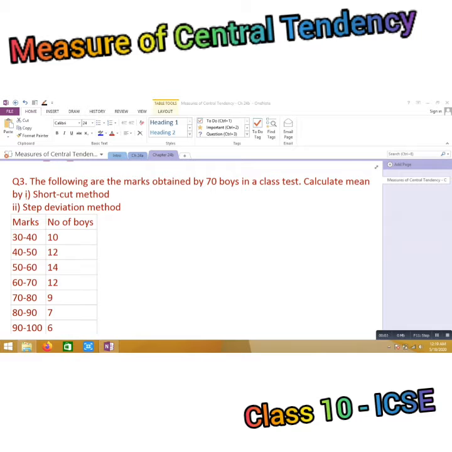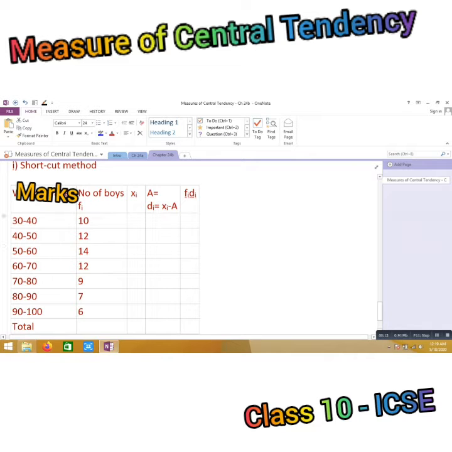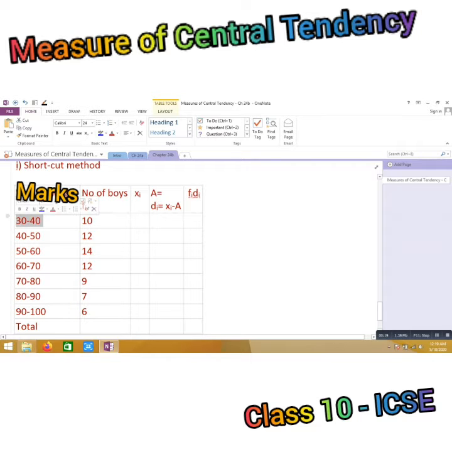Next question 3, we need to calculate the mean in the same way by the shortcut and step deviation methods. Here again the formulae vary slightly for both. Shortcut we have already seen in question 2. So we need to find the mid value for the marks obtained by the boys: 35, 45, 55, 65, 75, 85 and 95. They are the mid values for the marks.